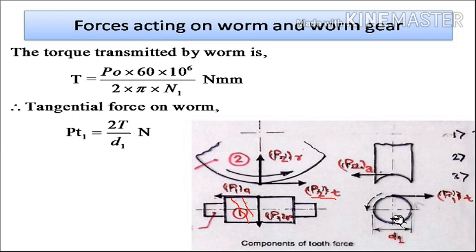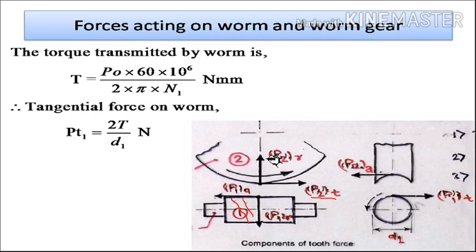Similarly, if you observe this diagram, here the tangential force acting on the worm is towards the right and the axial force acting on the worm wheel is towards the left. So these also have opposite direction but equal magnitude. You are asked to find out the forces acting on the worm wheel. So the worm wheel forces will be: this is the tangential force on the worm wheel, which is equal to the axial force on the worm.